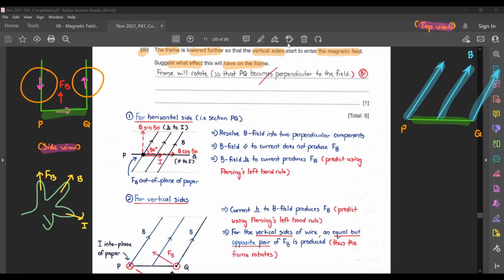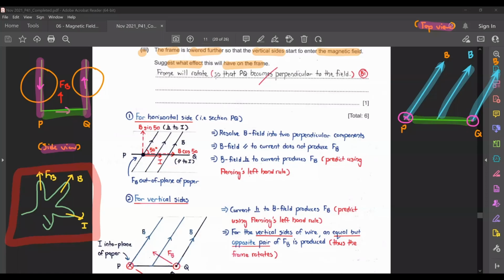If you look at the first vertical side, which is this one, you could say that the current is going into the plane of the paper when viewed from the top. And when you look at the second vertical side here, you could say that the current is going out of the plane of the paper when viewed from the top. So from here, if you already know the direction of the current as well as the direction of the magnetic field, you ought to be able to work out the direction of the magnetic force by using Fleming's left-hand rule.